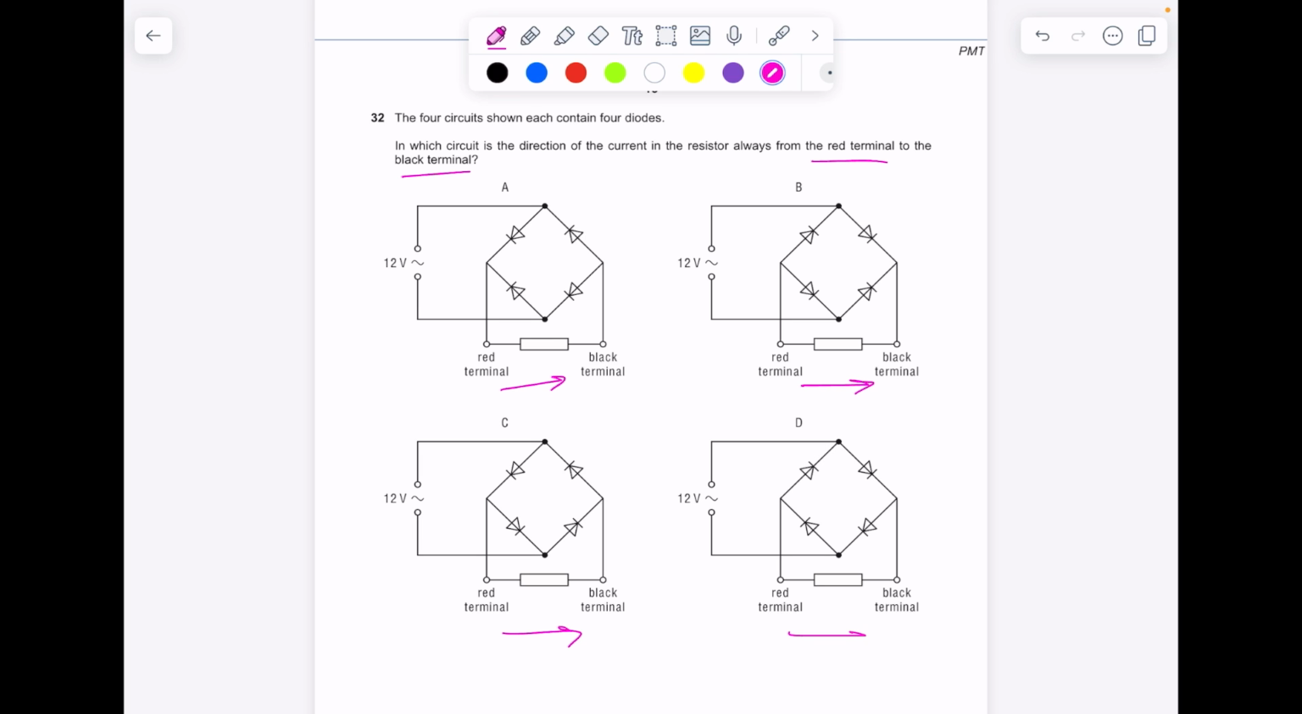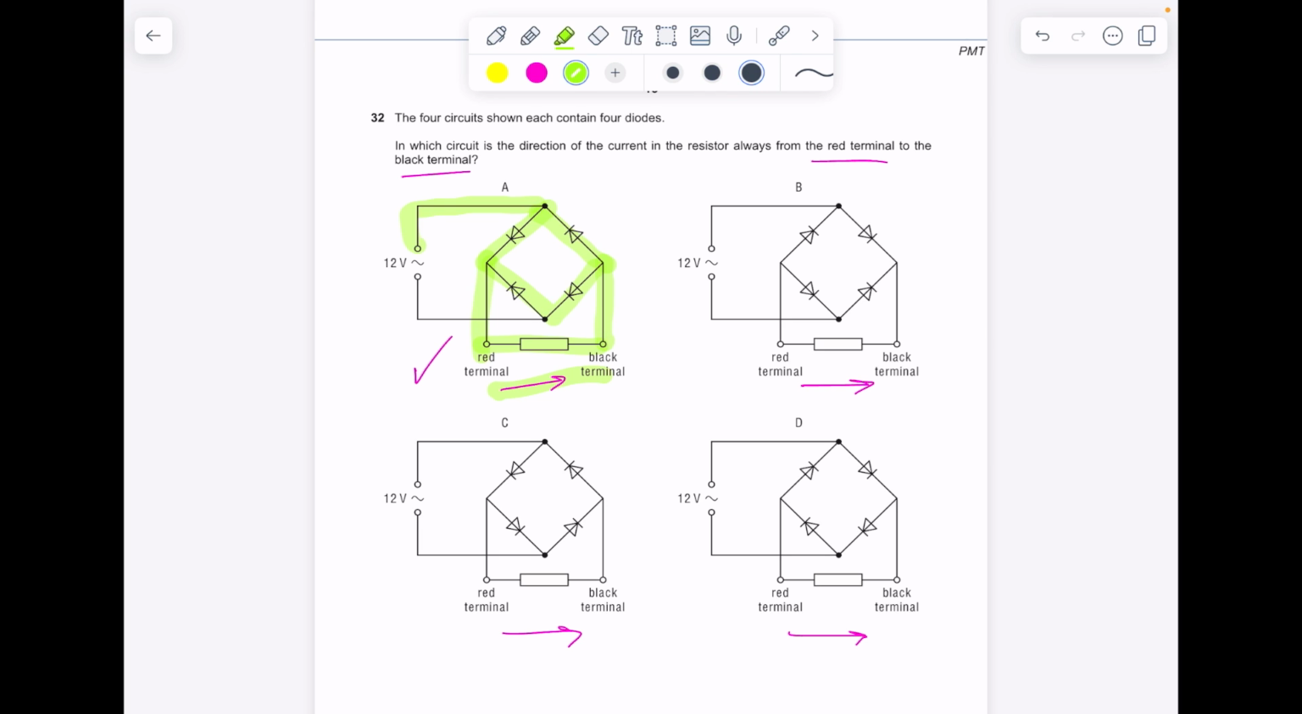So we can actually trace it through. If we come along this route, current flows in one direction only. So it will come down here, then it will come down here to the red terminal, across to the black terminal, back up, and then it can go either along this way or this way. But the point is it is going red to black, which makes me think it's A.